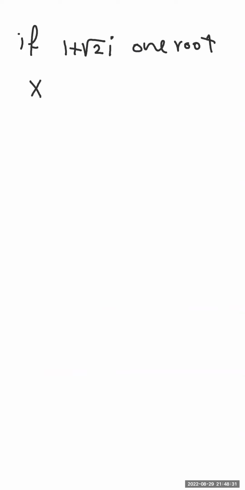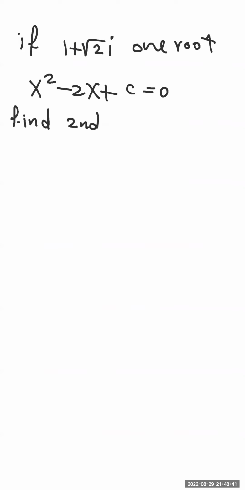Okay, the next question. If 1 plus square root of 2i is one root of the equation x squared minus 2x plus c equals 0, find the second root and c. Okay. Now, the sum of the two roots.